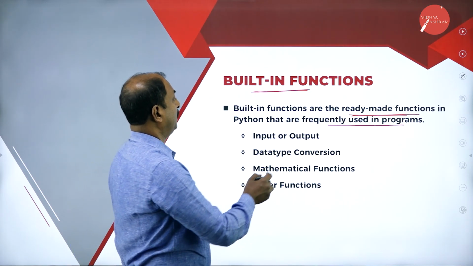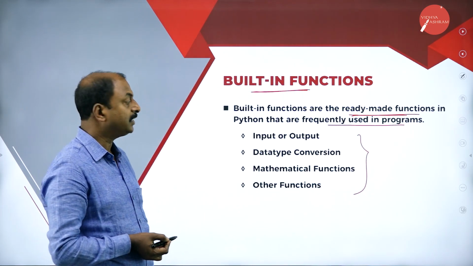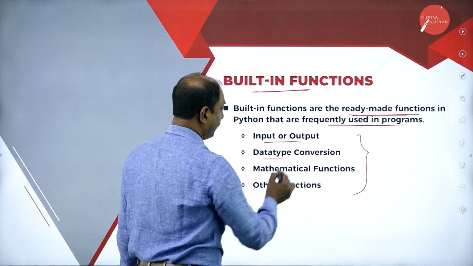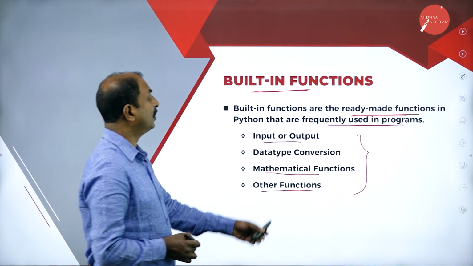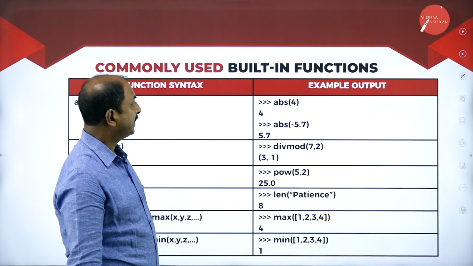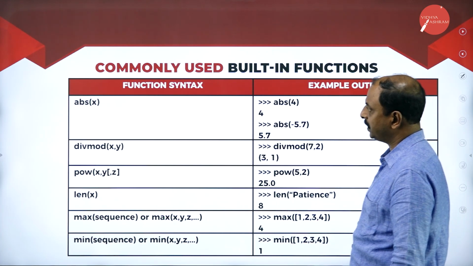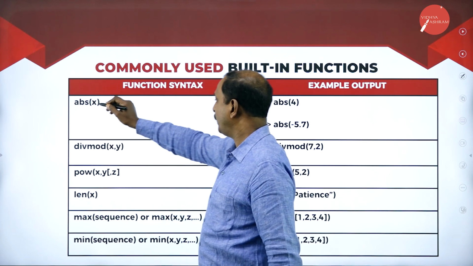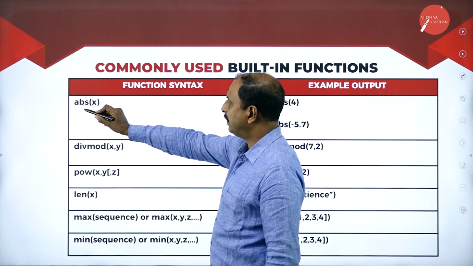Here in Python programming, we have different types of built-in functions. Categories include input or output functions, data type conversion, mathematical functions, and other general functions. These are all different types of built-in functions. Now let us see a few built-in functions with some examples and definitions. For example, one is abs of x. Here abs stands for the absolute value of a variable x. So it is a built-in function.